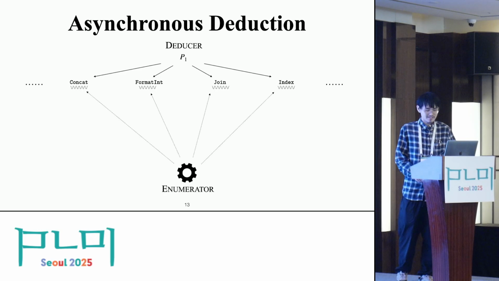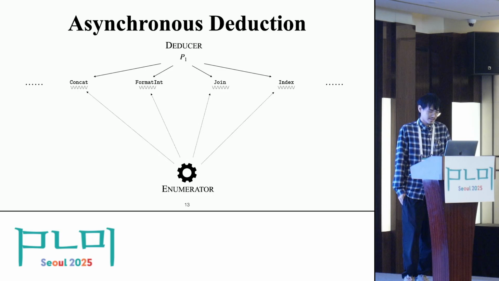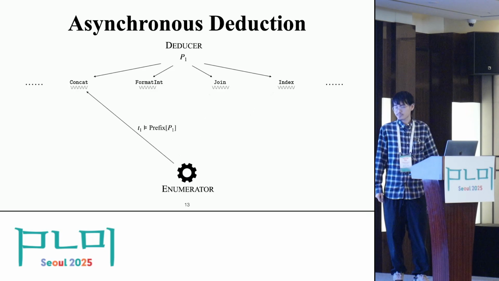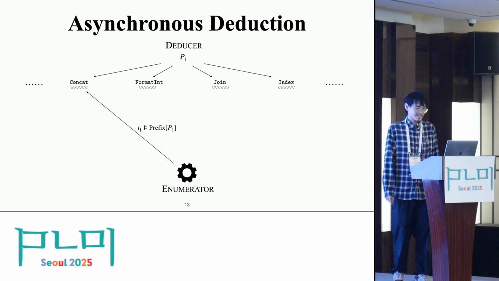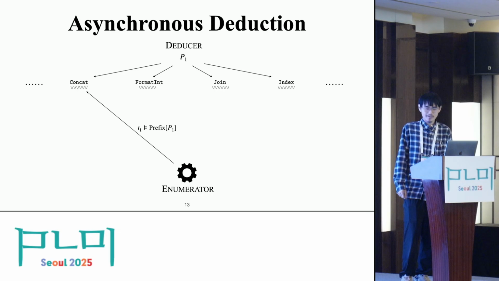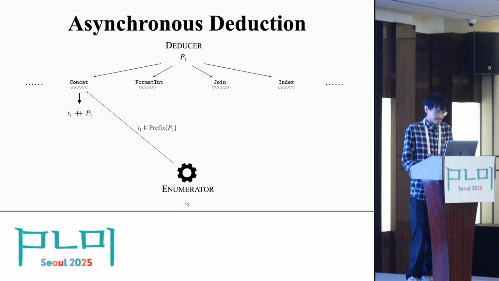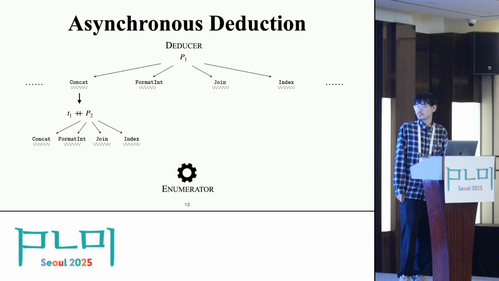First, we start a single enumerator to help select the most promising deduction. We run the enumerator for a while, and the enumerator finds an expression, T1, which is shown to be a prefix of P1. Using this expression, we can see that we can deduce P1 using the concat operator. So we run the deduction and we simplify problem P1 into problem P2.